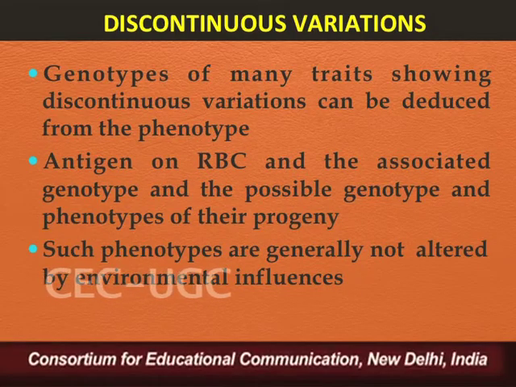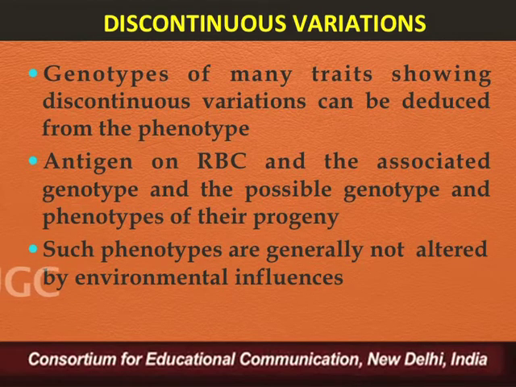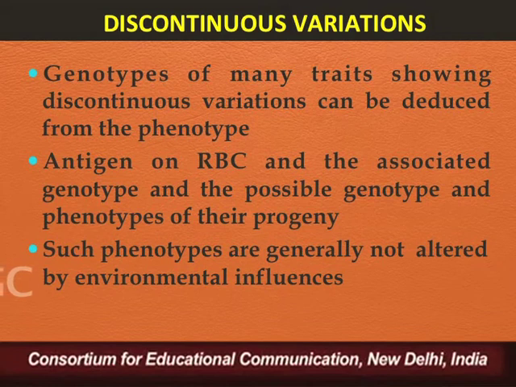These are discrete phenotypes, and the genotypes of these traits can in most cases be deduced directly from the phenotype. Also, if we know the phenotype of a particular individual, say of a parent, then we can predict what could be the phenotype and genotype of the progeny of that particular couple. Usually these phenotypes are not altered by environmental influences. So this is how we see discontinuous variation and continuous variation.